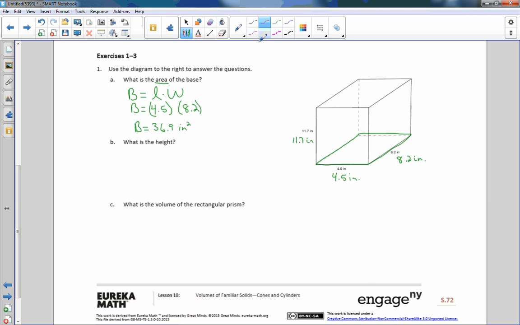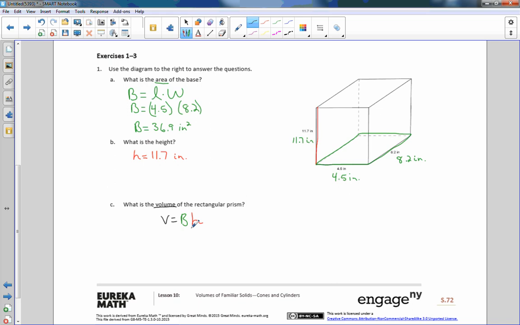Then it says, what is the height? Well, the height is right here. So that is 11.7 inches. So I'm going to say h equals 11.7 inches. So now the final question is, what is the volume of the rectangular prism? So volume equals the base area times the height.